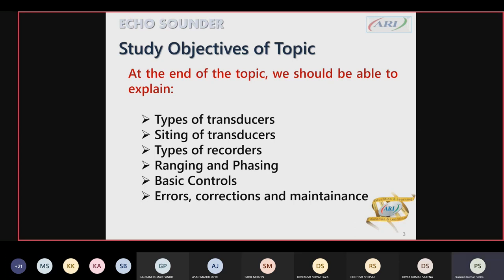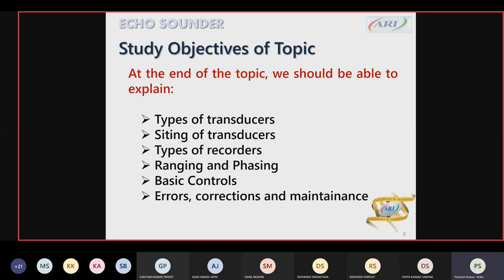Then different types of recorders we'll be talking about. Then recorder से related, there are a few problems and how those problems are solved is what we are going to look at. Ranging एक के साथ एक problem आती है, उसको हम phasing से कैसे ठीक कर सकते हैं. Basic controls के बारे में बात किया अभी हमने. We'll see what the controls are.